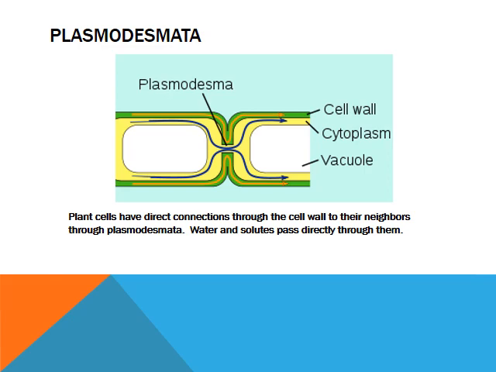Plasmodesmata are in plants. These allow for direct connection between cells through the cell wall. This is going to happen a lot. It'll let water and solutes pass directly, so you have pretty much a tunnel connecting them. As you can imagine, in plants this works out because they need to shift a lot of material through different types of cells.